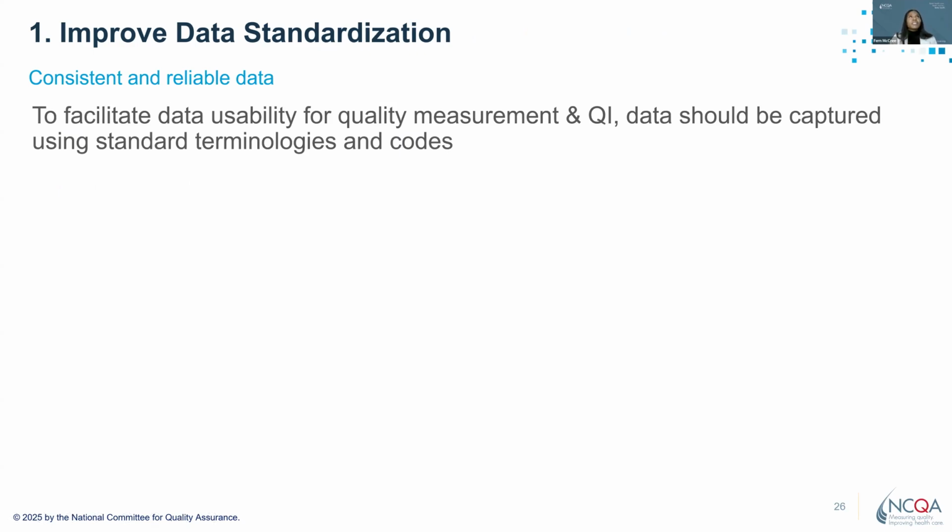So starting with improving data standardization. This is really getting to consistent and reliable data at the source. And so to really facilitate usability of data for quality measurement, but also for quality improvement, data should be using standard terminologies and codes, or be in a structured format that it can efficiently map to those various codes and code systems.